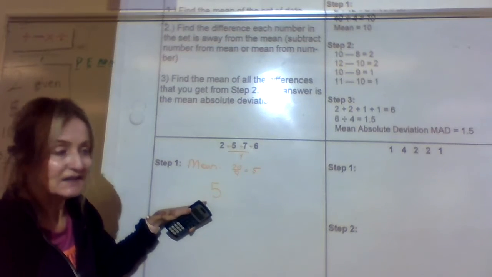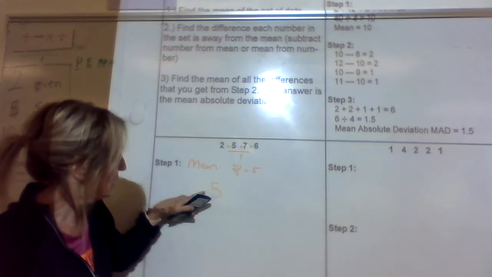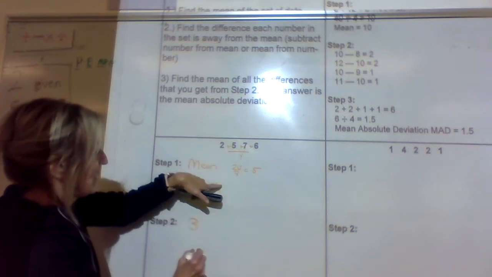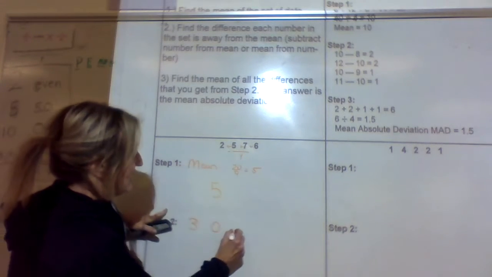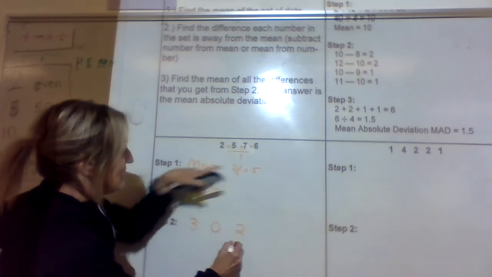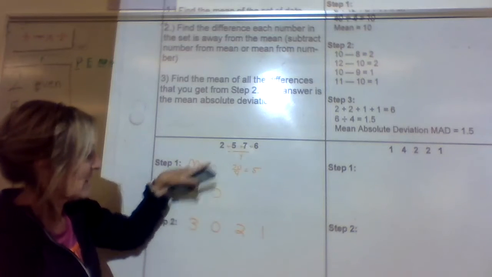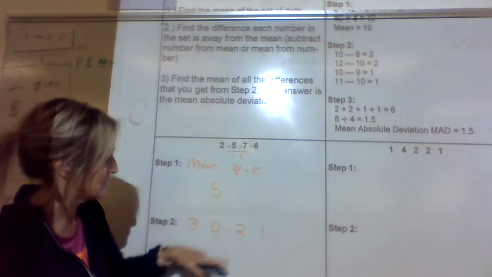Now remember, the second step is to find the absolute deviation, like the absolute value. So 5 is 3 away from 2. 5 is 0 away from 5. And it's 2 away from 7. And it's 1 away from 6. So the absolute deviations for all of our data are 3, 0, 2, and 1.